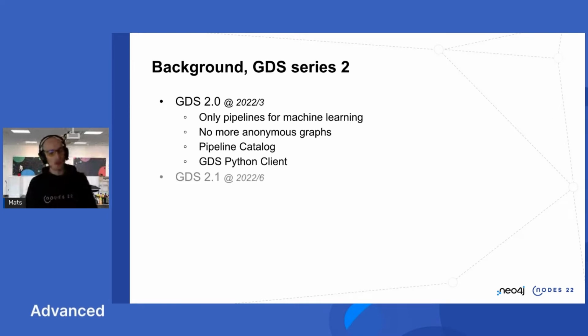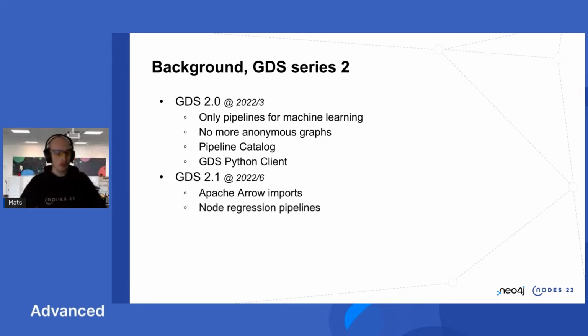In June of this year, we released GDS 2.1 with Apache Arrow imports to make it really fast to import from various data sources in the wild directly to the Neo4j Graph Catalog or the Neo4j database. We also added a third kind of machine learning pipeline, the one that I will focus on today.